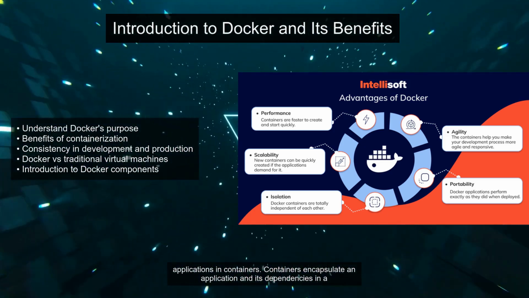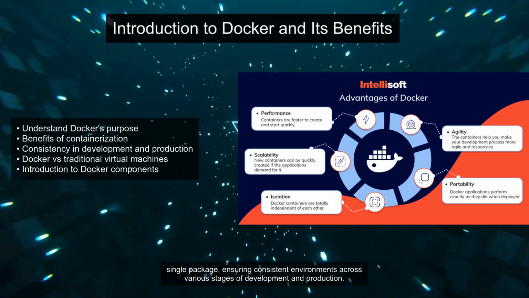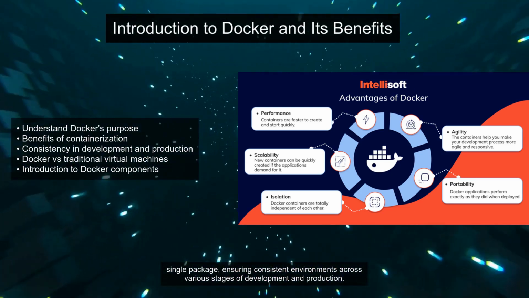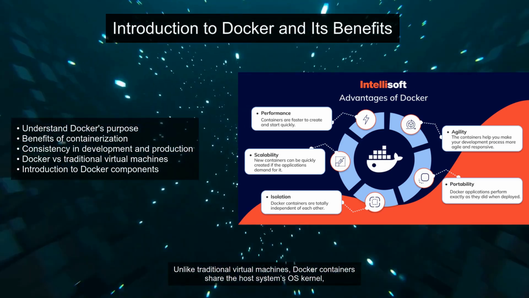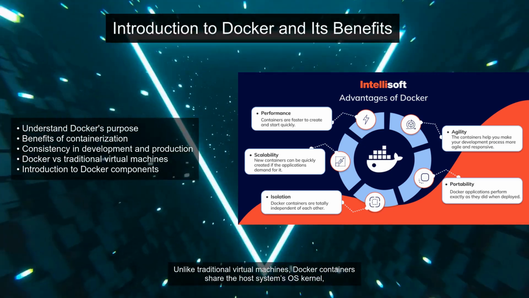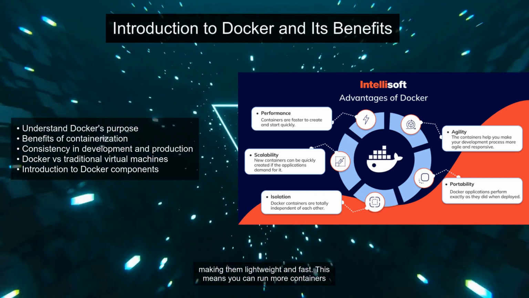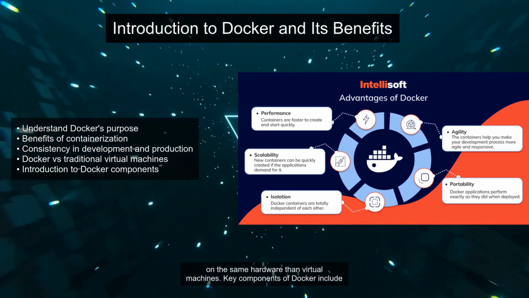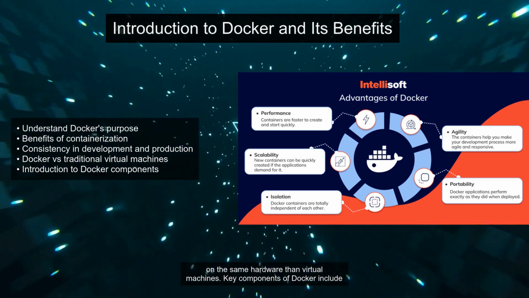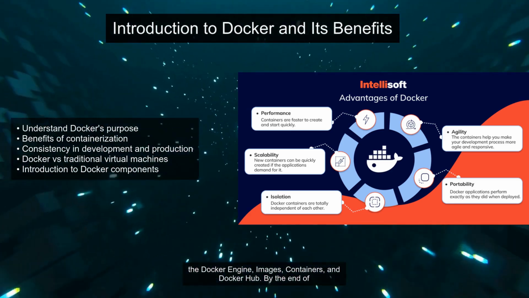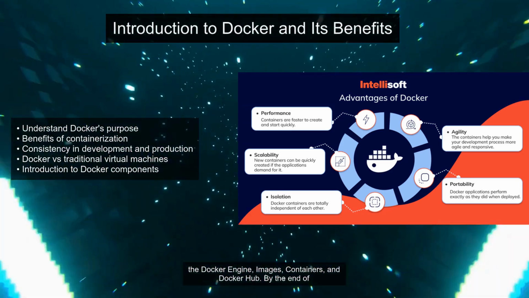Containers encapsulate an application and its dependencies in a single package, ensuring consistent environments across various stages of development and production. Unlike traditional virtual machines, Docker containers share the host system's OS kernel, making them lightweight and fast. This means you can run more containers on the same hardware than virtual machines. Key components of Docker include the Docker engine, images, containers, and Docker Hub.